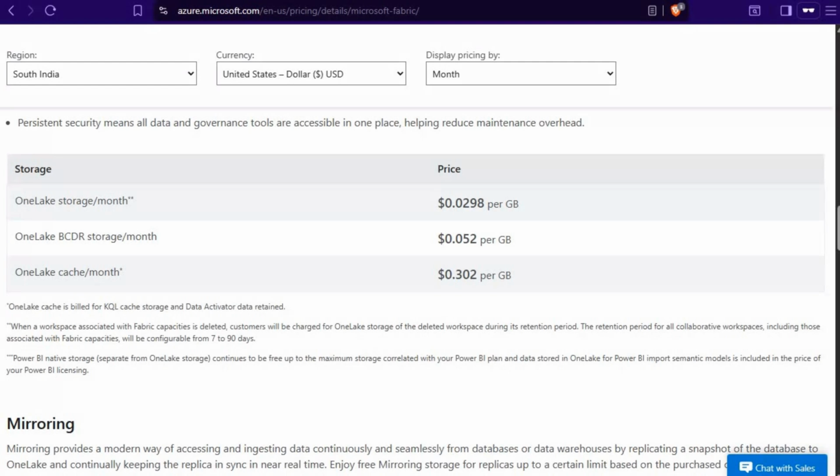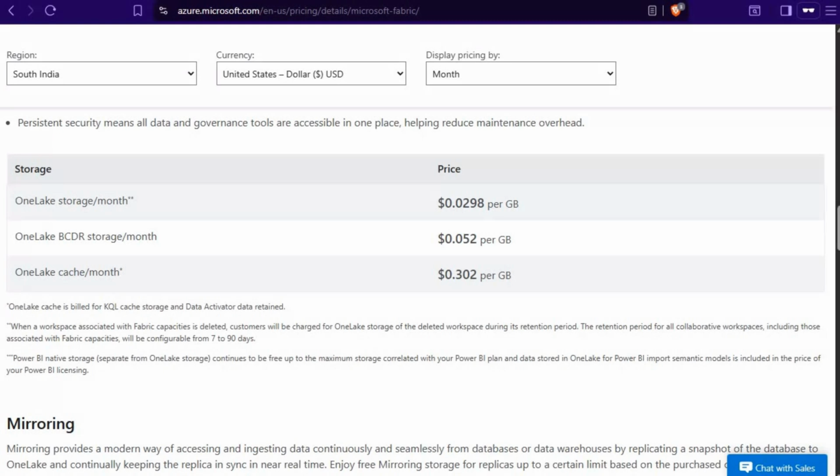It's important to note that OneLake is automatically provisioned for you. You don't need to separately set up storage accounts for Fabric. It comes as part of the platform, and OneLake's open data format means you can also attach external storage to it if needed. The $0.0298 per GB rate applies to data you keep in OneLake that is beyond any free allowance. We will talk about a key free allowance for mirroring in a second.